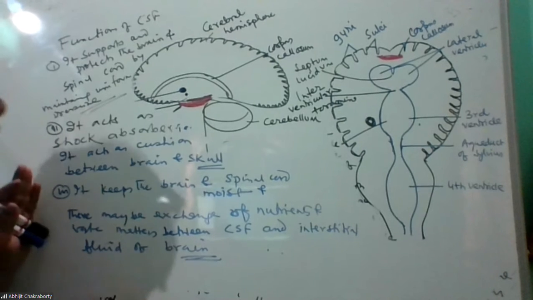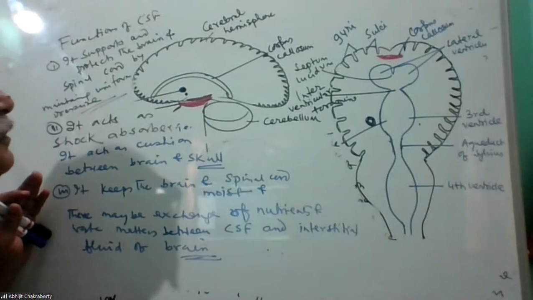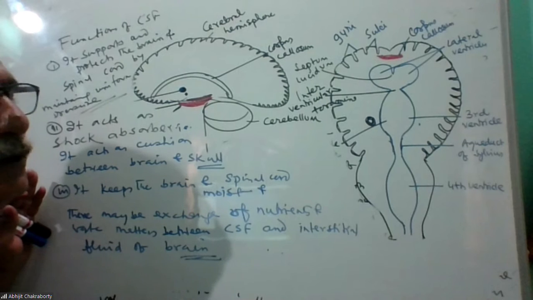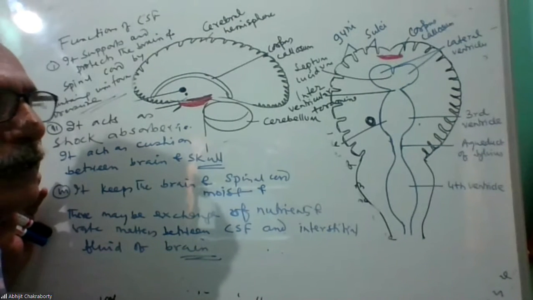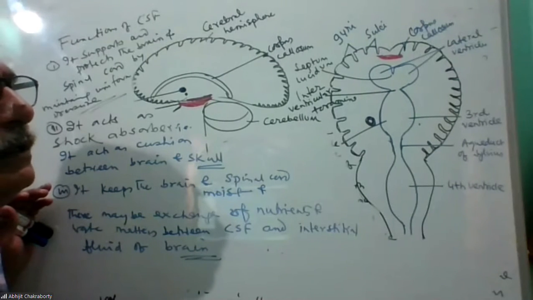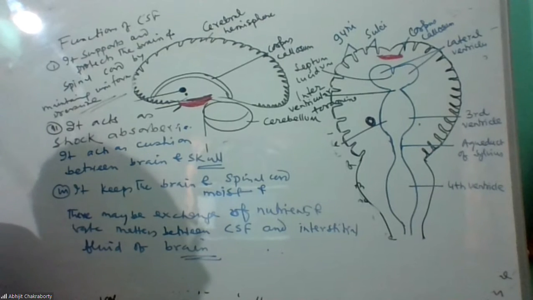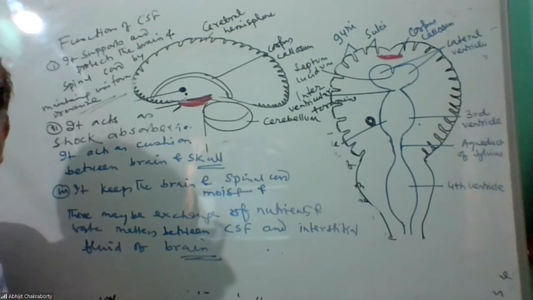Most important thing, it acts as a shock absorber. It acts as a cushion between brain and skull. Obviously, it is protecting by maintaining uniform pressure also. And it also helps in the exchange of nutrients and waste products between CSF and the interstitial fluid of the brain. Is it clear now up to this?